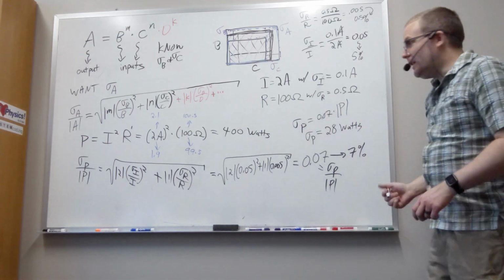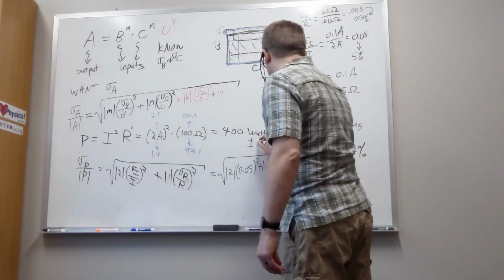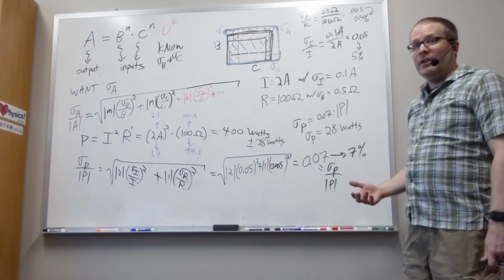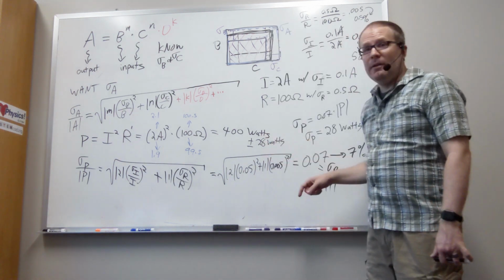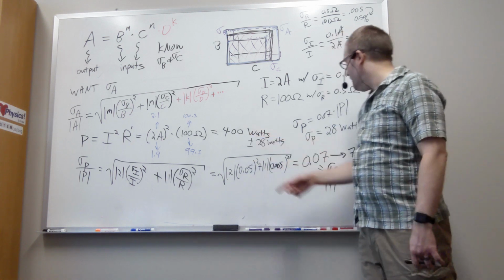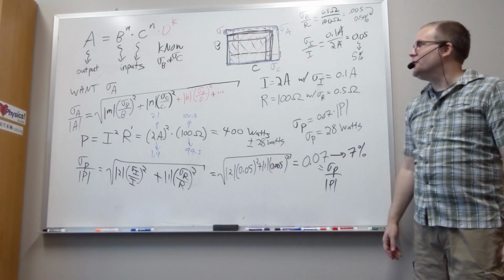So my final answer that I put in my lab report is that my power is 400 watts plus or minus 28 watts. And again, this is where the fractional error is crucial, because I have 28 watts as my error. I don't know whether that's a big error or a small error, so I have to compare it to the 400. Comparing those two gives me 7%. It's not great, but it's at least under 10.